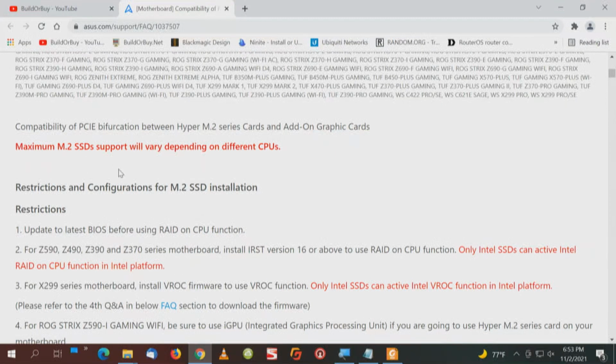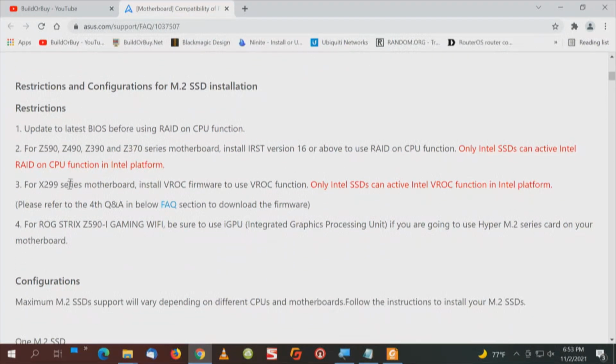That's a big deal. Okay, restrictions. Talks about here on the Z590, Z490, Z390, and Z370. Only Intel SSDs can activate Intel RAID on CPU function in the Intel platform for the Intel Rapid Storage Technology.